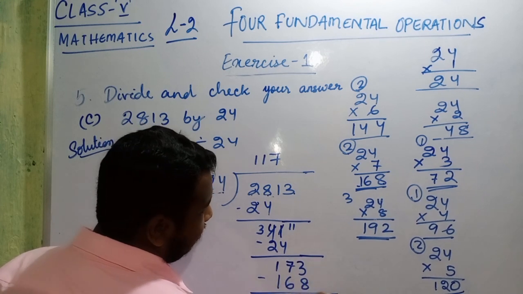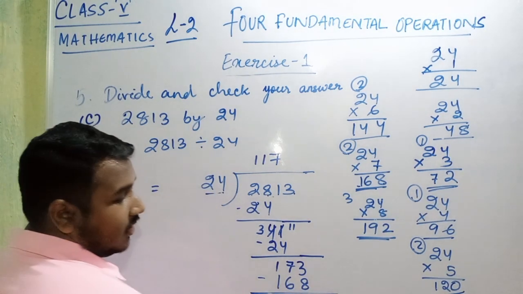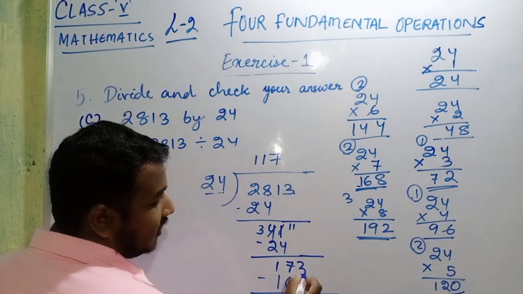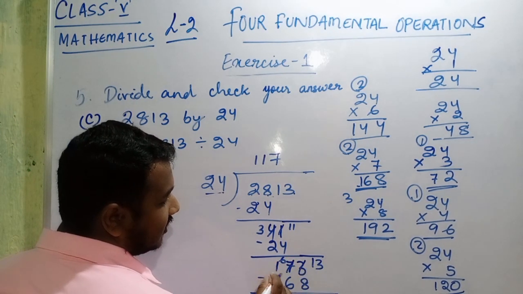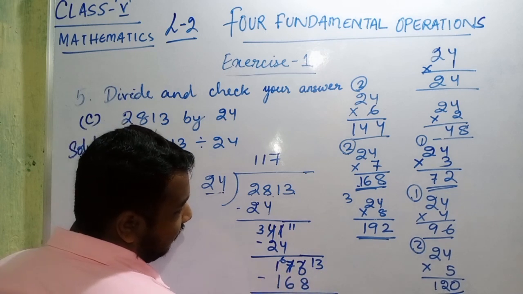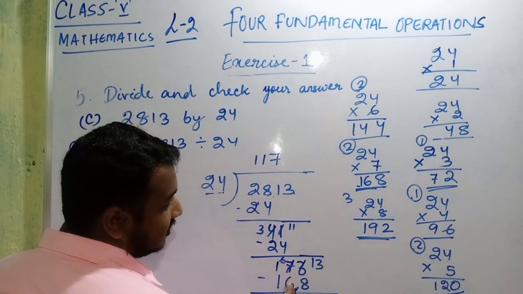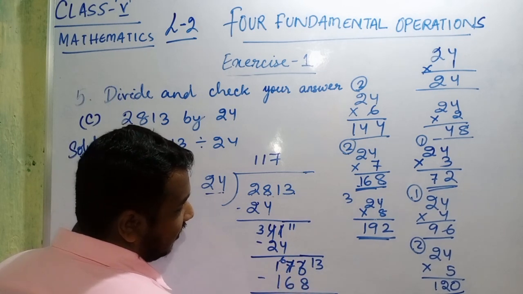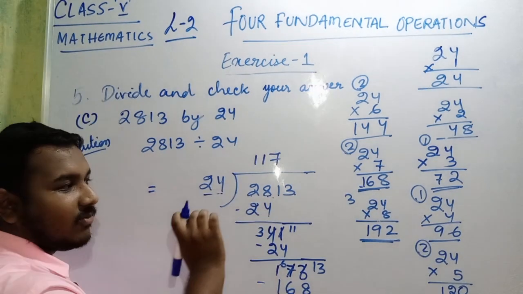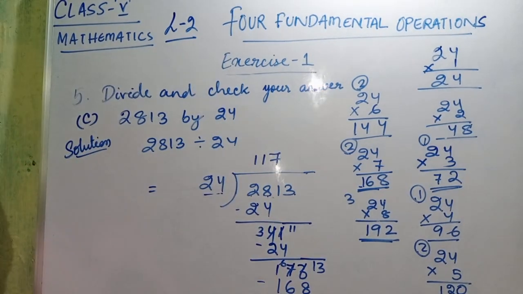8. Okay, now 3 minus 8, it is not possible, so you will take here 13, you will take here 6. Now 13 minus 8 becomes 5, 6 minus 6 becomes 0, 1 minus 1 becomes 0. Now your remainder is 5. 5 is less than 24. Our division will stop here.